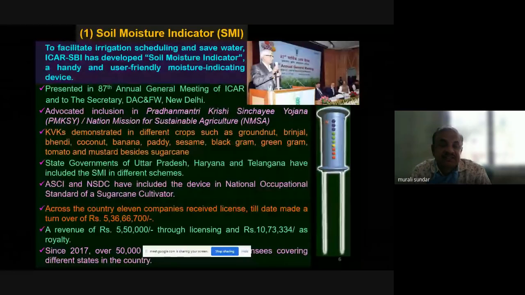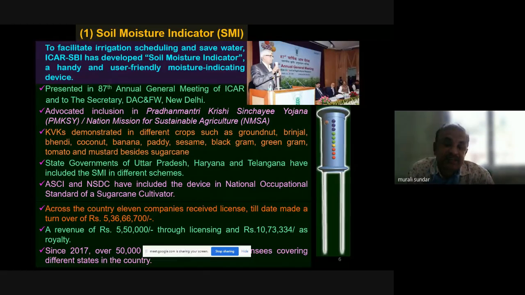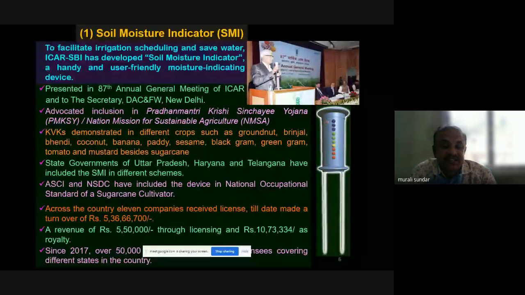So based on the necessity now, realizing the potential, the state governments of Uttar Pradesh, Haryana, and Telangana have included the SMA in different schemes to implement in the farmers' fields, so that the farmer can irrigate their field based on the soil moisture availability. ASCI, the Agricultural Skill Council of India, and NSDC have included the device in the National Occupational Standard for Sugarcane Cultivator.